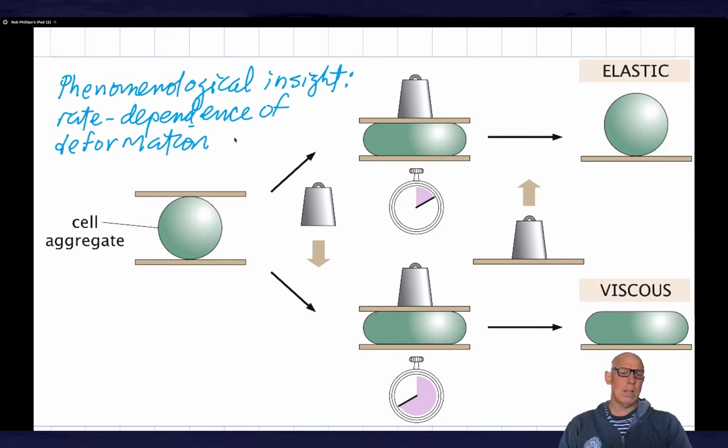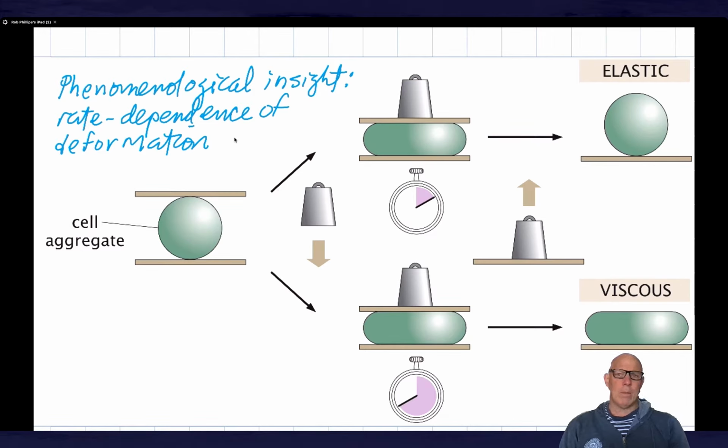nicer one is these kinds of experiments that I show you here, which is that you have a cell or a cell aggregate, you apply a load to it, and if the load is applied for a short time, after you release the load, as shown on the upper right hand corner, the cell or the tissue will relax back to its previous configuration. On the other hand, if you leave the load for a long time and then release the load, the cell or the tissue will be permanently deformed. Those are the two limits of elasticity and viscosity.